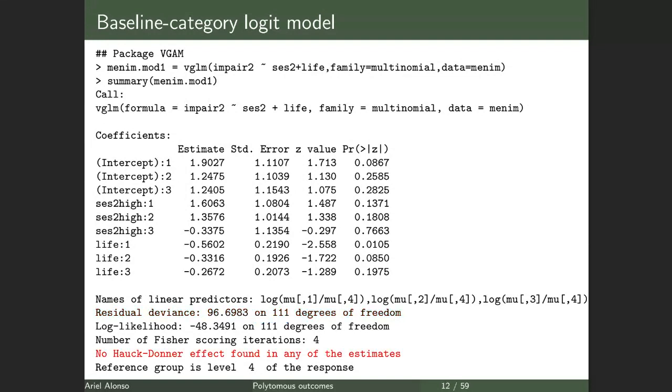Here you also have a message saying no Hauck-Donner effect found for any of the estimates. You can look on the internet, on Google, for what this means. Basically, it is something that happens when some parameters in the model get close to the border of the parameter space. And when you have that, then you get a very weird phenomenon.